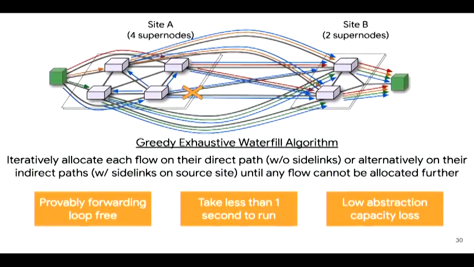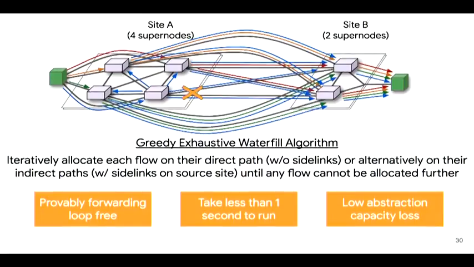We assign TSG splitting based on the amount of egressing traffic at each supernode. And we show that such allocation is provably loop-free. This heuristic is also quite scalable, as we can parallelize the TSG computation for each site-level link. Moreover, we find that this heuristic effectively reduces the capacity loss due to the topology abstraction.